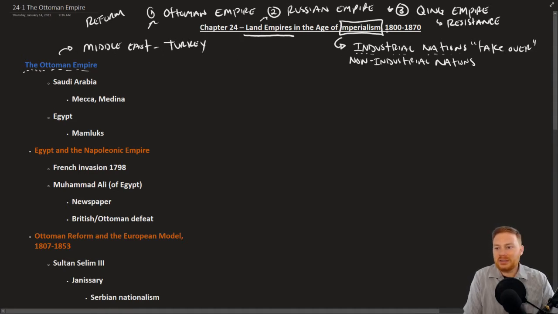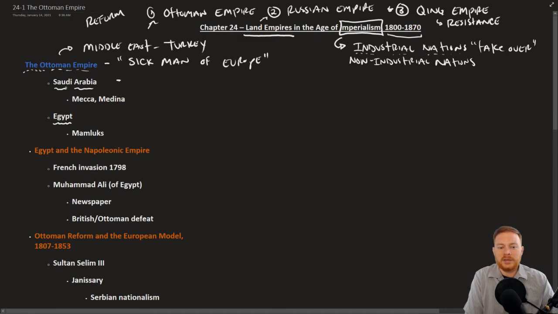However, between these years, 1800 and 1870, the Ottoman Empire was sometimes called the sick man of Europe. And that was because, really since the 1600s, or for about 200 years, the Ottoman Empire had been losing its influence and losing its kind of prestige in a lot of ways. Some examples include Saudi Arabia and Egypt. Both of these nations exerted greater independence.